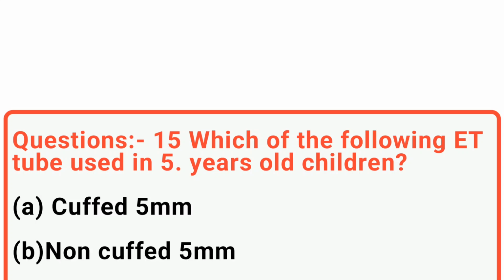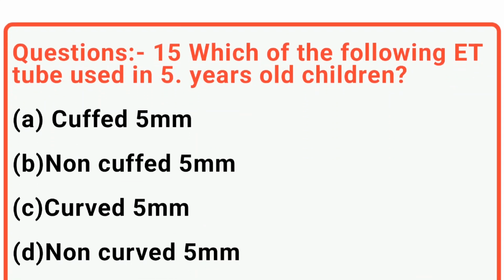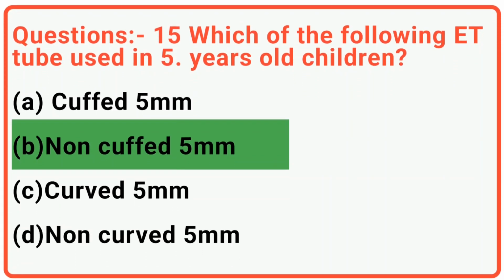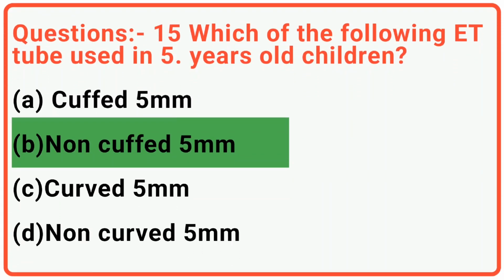Question 15. Which of the following ET tubes is used in 5.5 year old children? A. Cuffed 5 mm. B. Non-cuffed 5 mm. C. Curved 5 mm. D. Non-curved 5 mm. Right answer is B. Non-cuffed 5 mm.